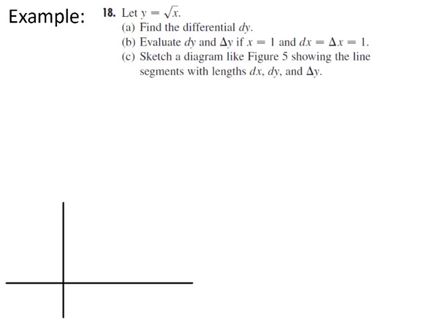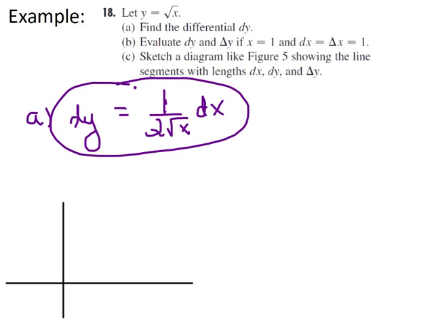Okay, here's a problem that I want to make slightly interactive. This is number 18 from your Stewart book. The function given is y equals the square root of x. We started looking at that at the beginning. Find the differential dy. So what's the differential going to be? dy equals the derivative of that function dx. That's it. That's all you need to do.